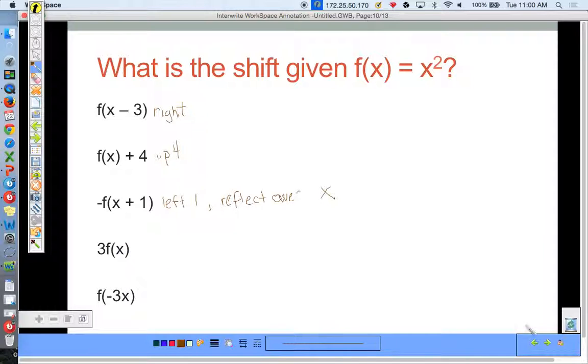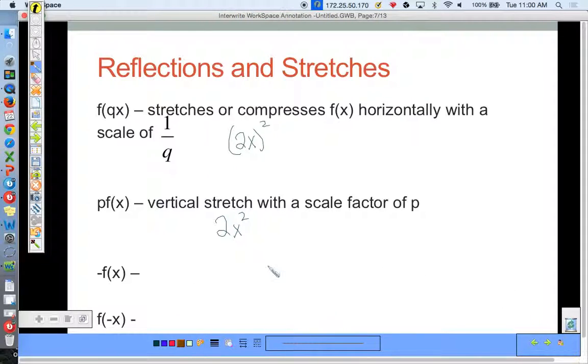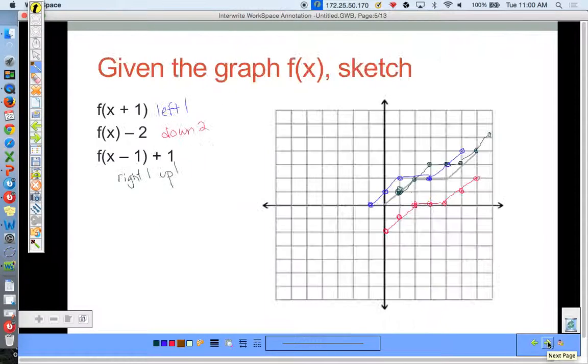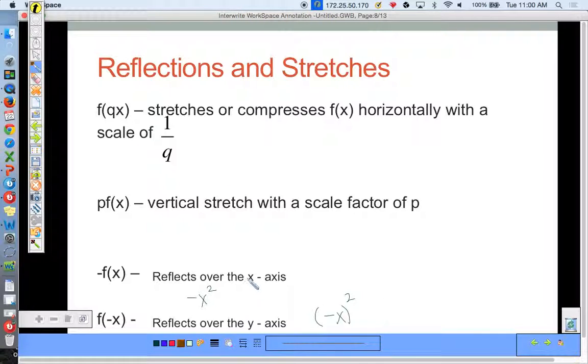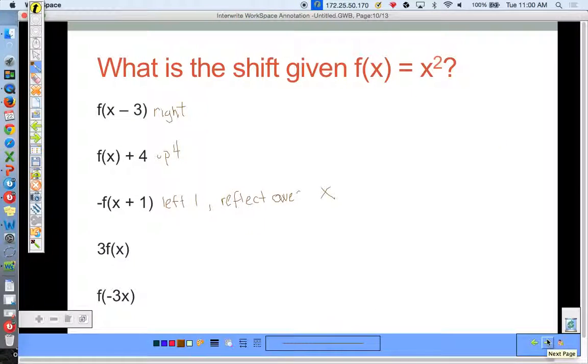3 times this, well, let's see, when that 3 is on the outside. Oops, I missed that there. Let's see if we can go back and find it. 3 on the outside is a vertical. And 3 on the inside, so that's a horizontal of 1/3. But then we're taking the opposite of our x value, so that has to be a reflect over the y-axis. Because we had an x, but then it's going to the opposite.